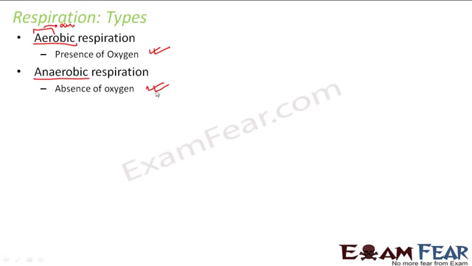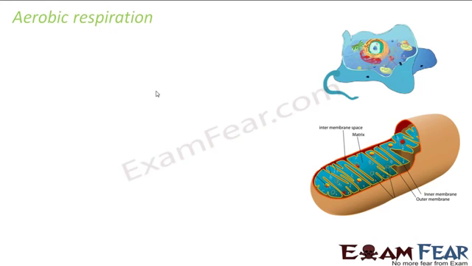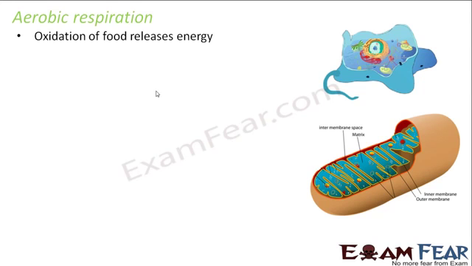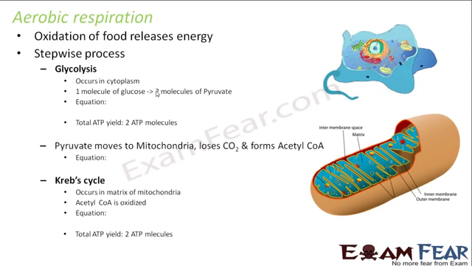So you might have got this misconception that oxidation of the assimilated molecules, because we have this term oxidation, should always need oxygen, but it is not like that. Oxidation of food molecules can take place even without oxygen. So we will have a look at that when we talk about anaerobic respiration. So let us first talk about aerobic respiration. Here oxidation of food releases energy and oxidation of food takes place in presence of oxygen. So let us look at the process of aerobic respiration step by step.